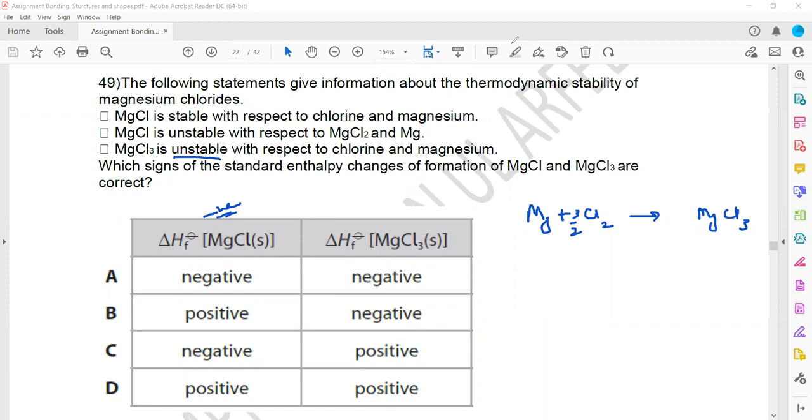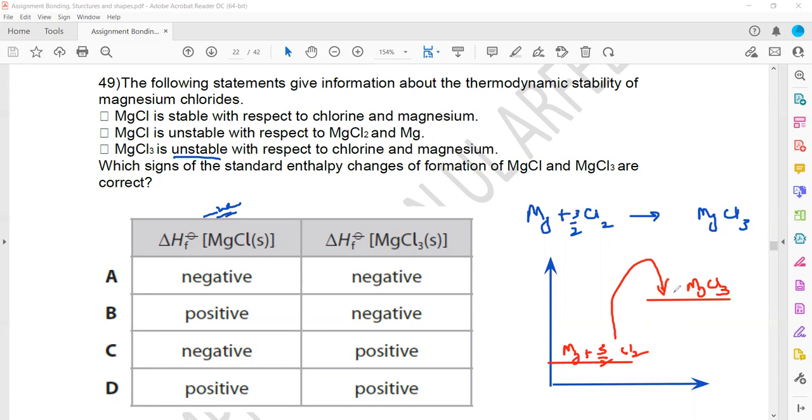So this MgCl3 is having high energy, and Mg and Cl will have low energy. As I mentioned, MgCl3 is unstable. Unstable means high energy. So in this case, the reactant will have low energy and the product will have high energy. So Mg plus 3/2 Cl2 gives MgCl3. So reactants have low energy and the product is having high energy. So what kind of reaction is this? This is an endothermic reaction.